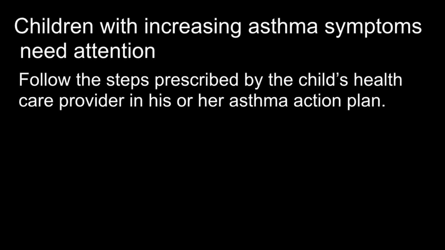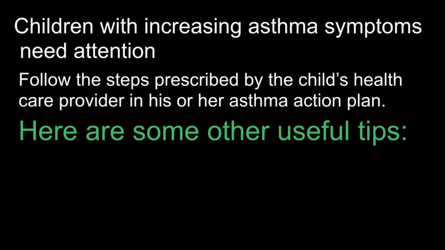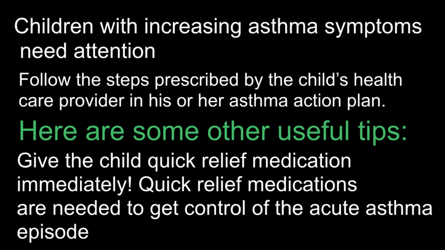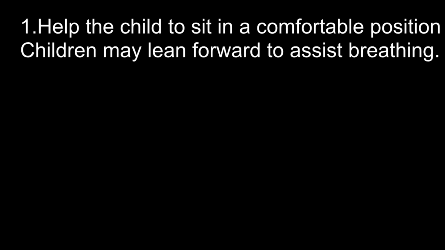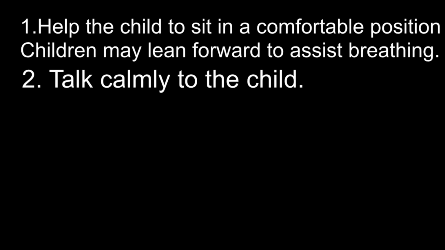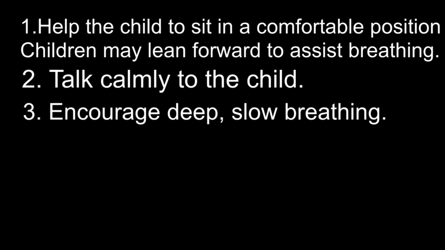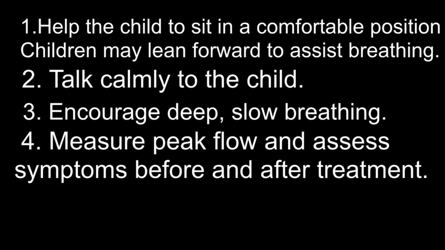Children with increased asthma symptoms need attention. Follow the steps prescribed by the child's health care provider in his or her asthma action plan. Here are some other useful tips. Give the child quick relief medications immediately. Quick relief medications are needed to get control of the acute asthma episode. Help the child to sit in a comfortable position. Children may lean forward to assist breathing. Talk calmly to the child. Encourage deep, slow breathing. Measure peak flow and assess symptoms before and after treatment.